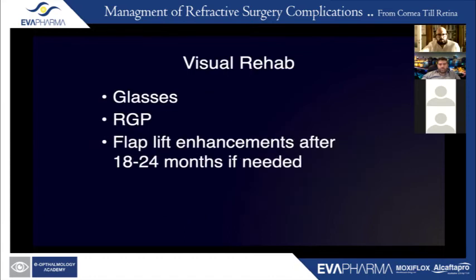For the visual rehabilitation of this patient, because the patient suffers from hyperopia, which is very problematic, you start with glasses, or you may end up with a rigid gas permeable lens for the period until improvement occurs. Flap lift and enhancement after 18 to 24 months if needed. And there are a lot of reports showing that there is no contraindication for relifting the flap, and the CTK doesn't recur after enhancement.